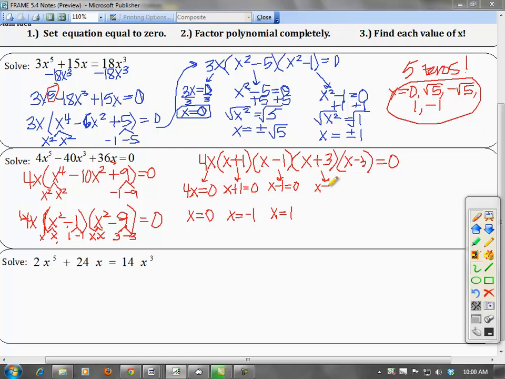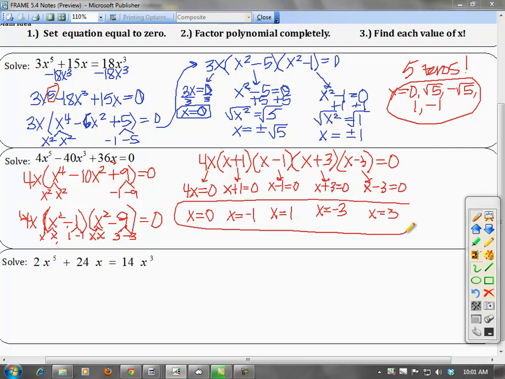Fourth one, x plus 3 equals 0. Therefore, it's the opposite, x equals negative 3. And last but not least, x minus 3 equals 0. So x has to equal the positive 3. Now, here are all my zeros. If I count them, I have 1, 2, 3, 4, 5. And I should have 5 zeros because the degree was 5 to begin with. Because I have all 5 zeros, I'm done.